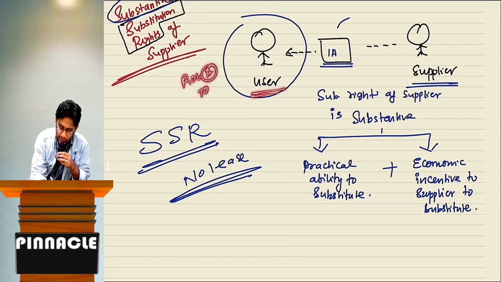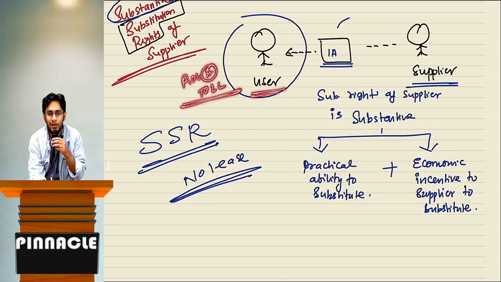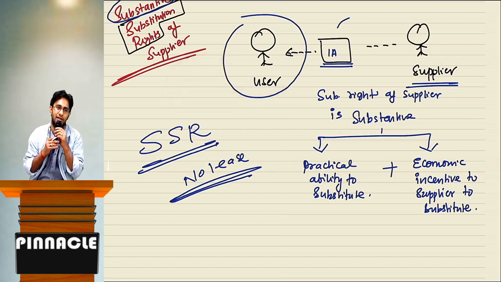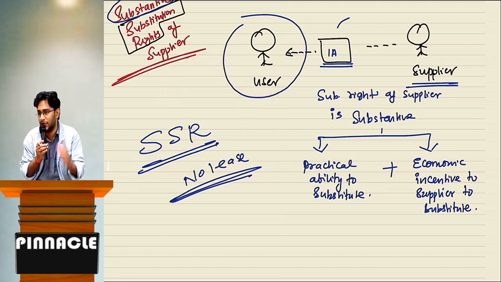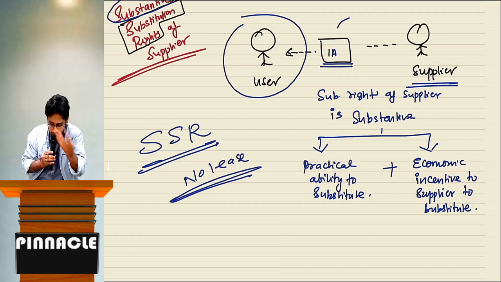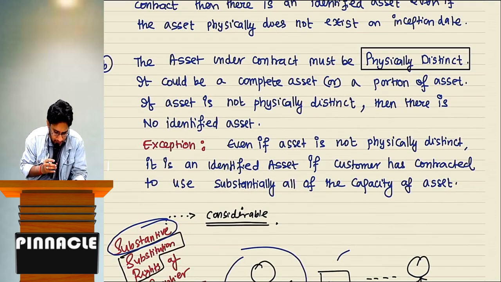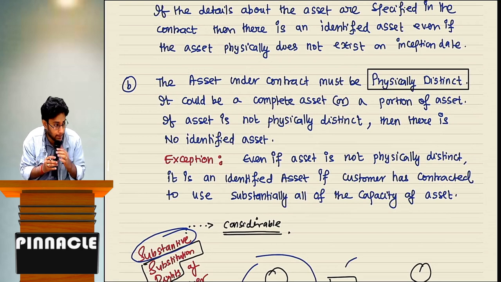ROU asset account debit to lease liability, he wrote the entry. But the asset is going to go away, and in that place another asset is going to come. What is the fun of recording this entry for this particular asset? So the standard says there is no lease here. So this B point is over, no? Now write the C point.